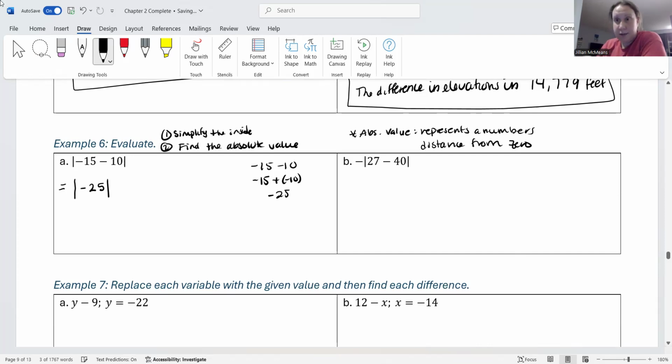So how far is negative 25 from zero? Well, it's 25 units away. It happens to be 25 units to the left, but that's not what we're interested in. We just want to know how far is it from zero. So we would say the final answer here is 25.